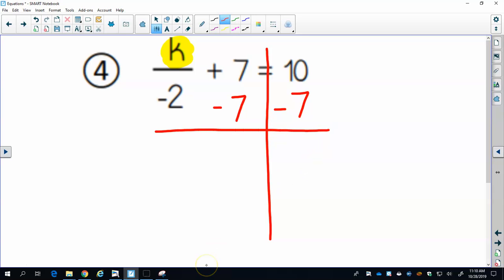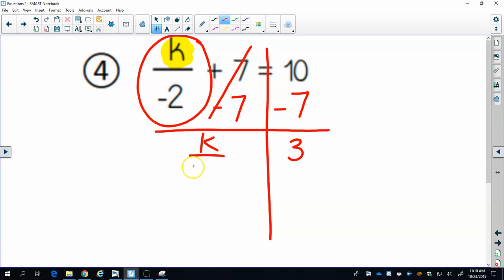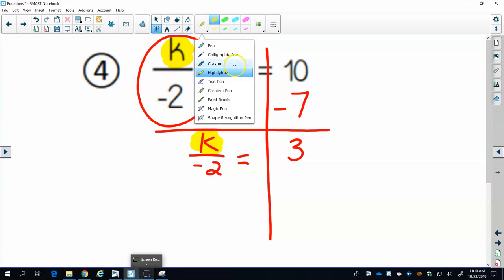And when you do that, our +7 cancels out. And on the right side, we have 10 minus 7, which is 3. We still have this piece here to deal with. Some of you, I notice when you're solving your equations, you're stopping with the first step. But remember, these are two-step equations, so you've got to continue to the next step. So we're going to bring k divided by -2 down. And what would be helpful is to highlight each time you have your variable so that you can remember that you're trying to get that by itself.